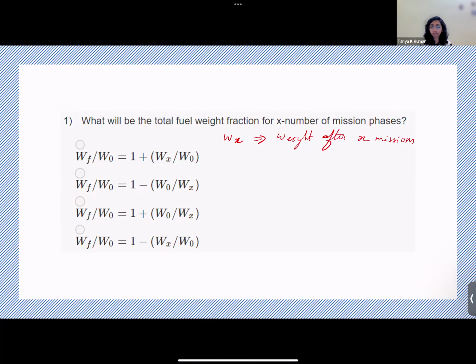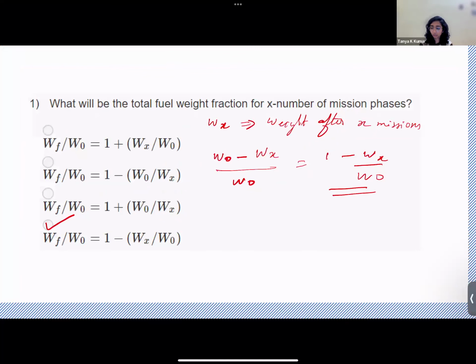Okay, let's try doing this. So what is the fuel fraction? Initial weight minus weight after X missions, divided by initial weight. Now what will it be? It will be 1 minus Wx by W0. Yes, so D is the right answer. This is the fuel fraction.